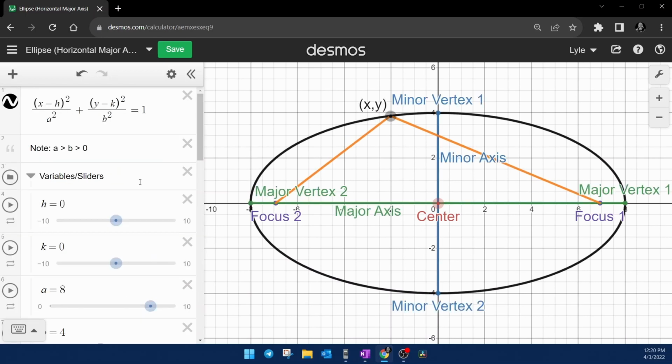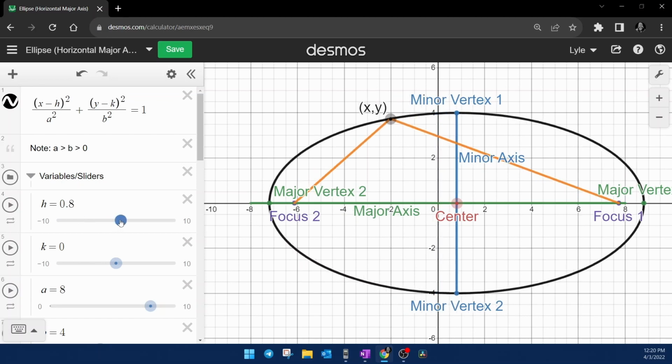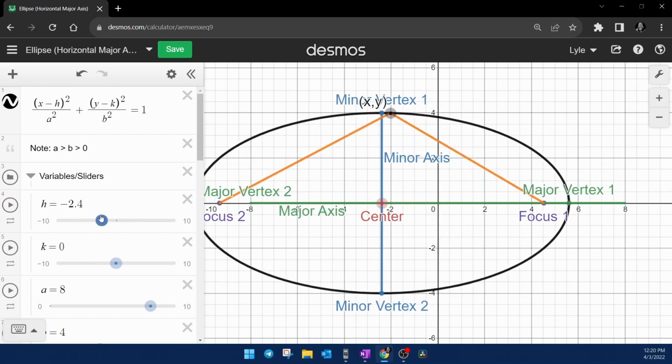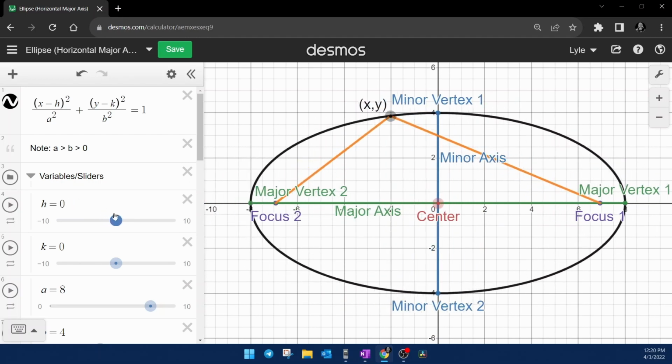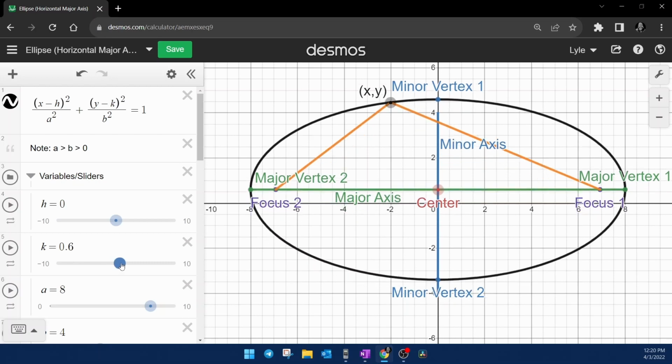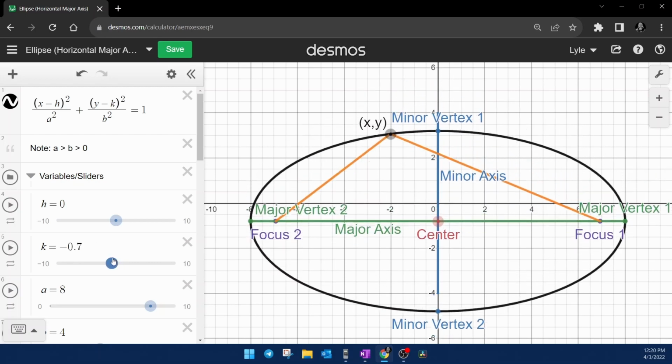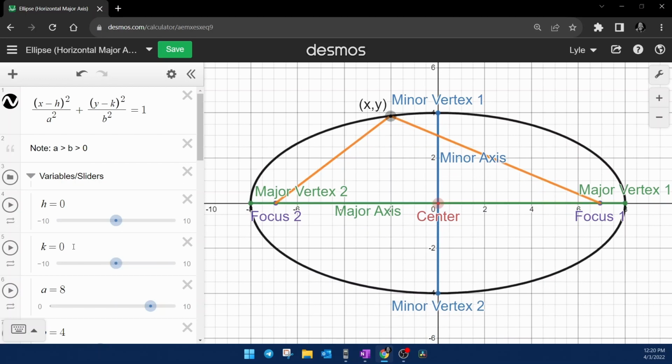Now, let's briefly discuss how these variables in the ellipse will alter the position and the curvature of the ellipse. So h is attached to the x. If I change the value of h, notice that that is going to shift the ellipse left or right, depending on whether h is negative or positive. The value of k is attached to the y, so that will shift the ellipse up or down, again, depending on whether k is negative or positive.